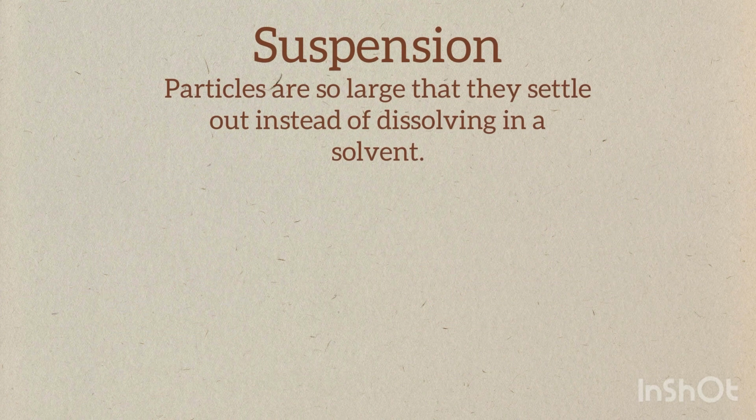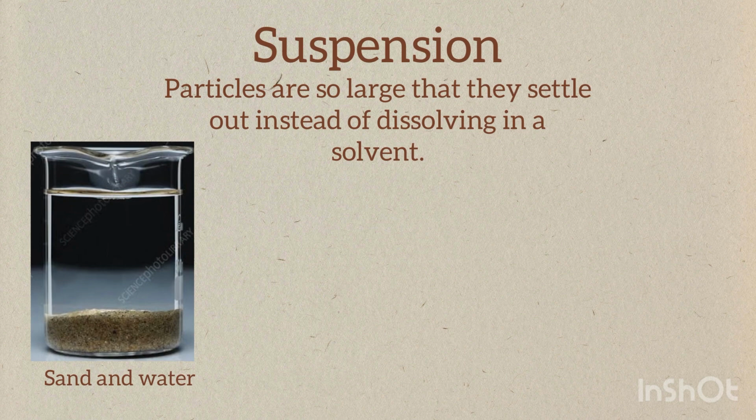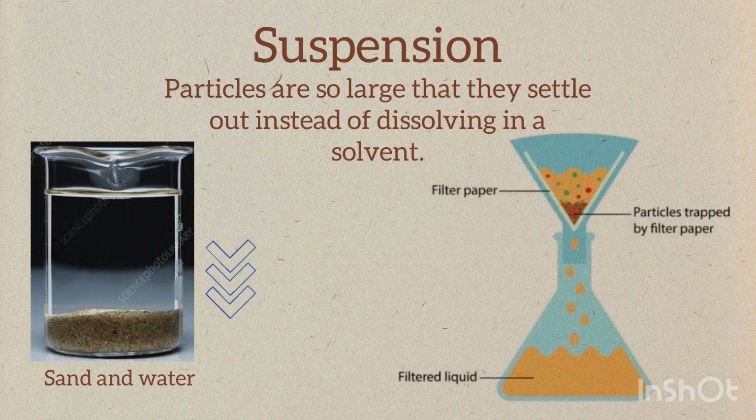Next, let's look at suspensions. A suspension is when particles are so large that they settle out instead of dissolving in a solvent. To consider something to be a suspension, it has to be left untouched. An example of suspension is sand and water. The sand particles are denser than the water. Gravity pulls them to the bottom of the container. The particles in a suspension can be separated by passing the mixture through a filter.